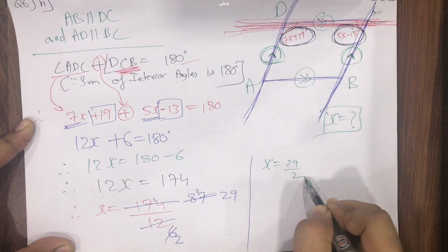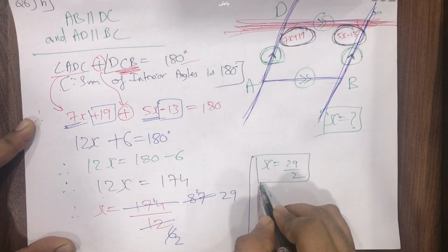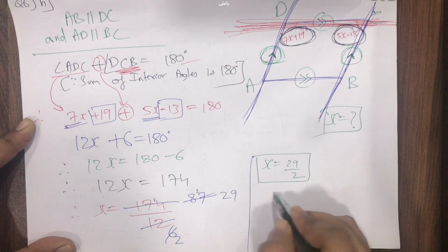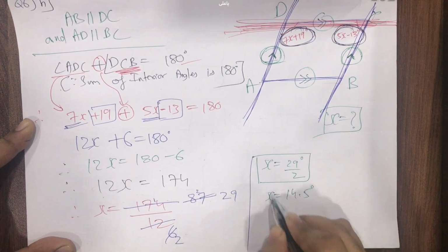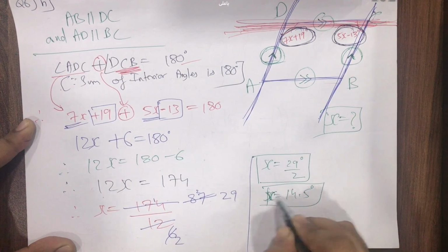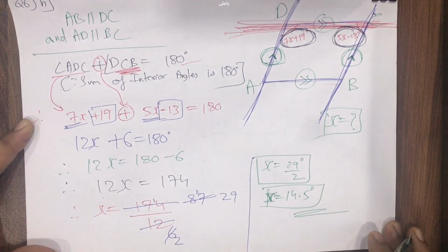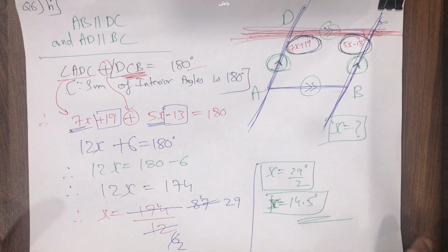So now, can I say the value of x will be 29 upon 2. This can be termed as one of the answers, or if you convert into decimal, we can say it's 14.5 degrees. The value of x is 14.5 degrees, please. All of you pause the video please and complete it fast.